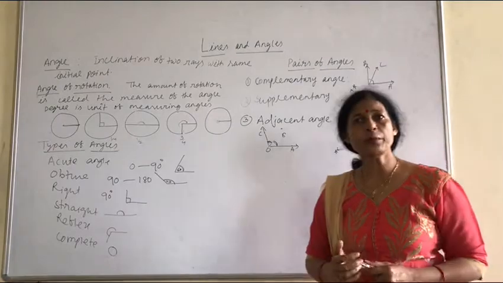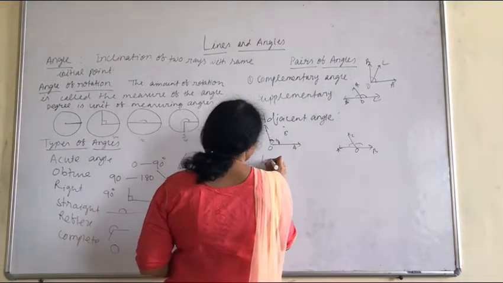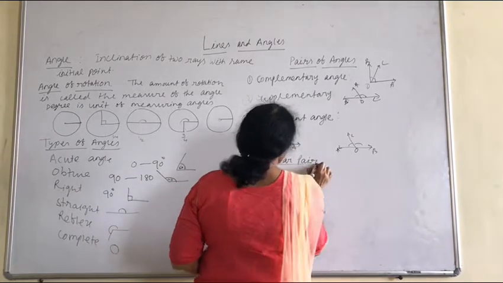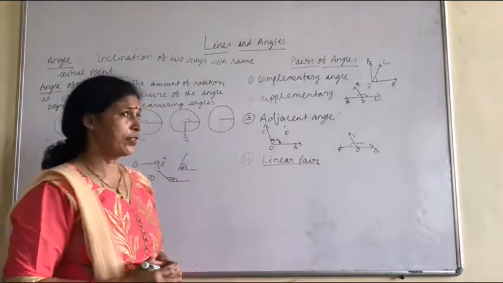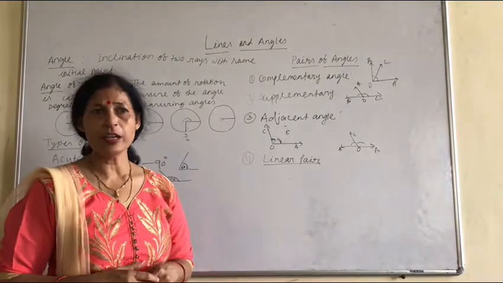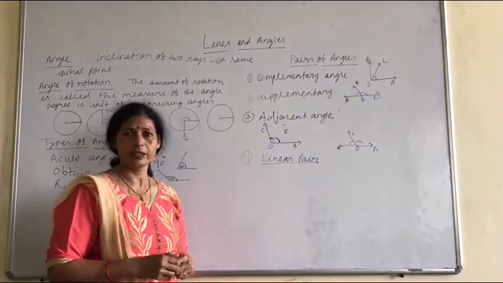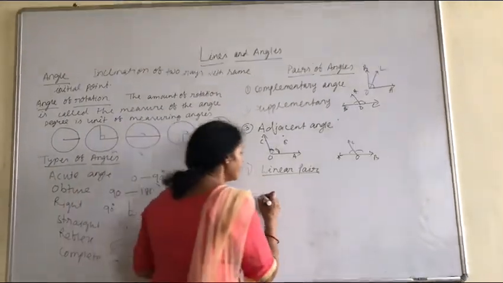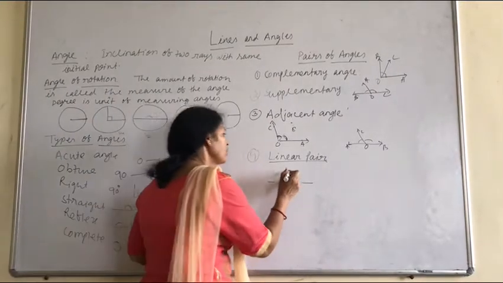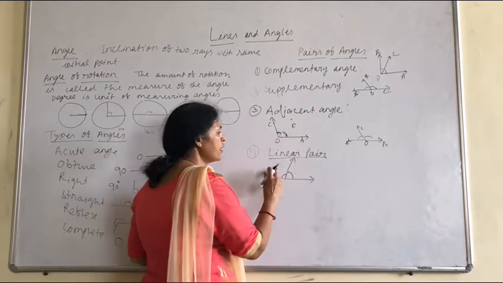Then come to the linear pair, number 4 of the types. The definition is: two adjacent angles are said to be a linear pair if their sum is 180 degrees. They are adjacent, but their sum is 180 degrees. Suppose these two angles are a linear pair.